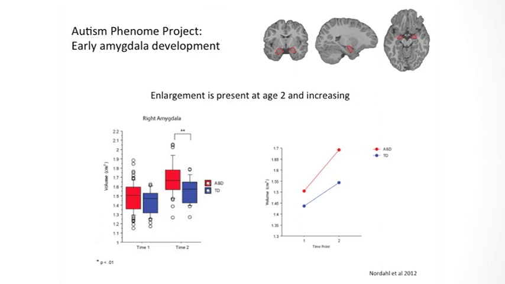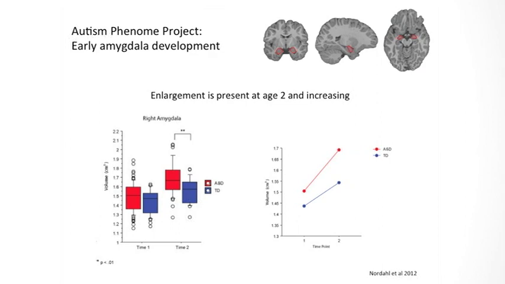In fact, it's already enlarged by the time the children are 8. In fact, some of these children, by the time they're 8 years old, have amygdalas the same size as an adult, like you or I. And so this is a very dysregulated growth pattern for the amygdala. And so in the APP, the first step we wanted to do was to see if amygdala enlargement was present in 2-year-olds, and it is.